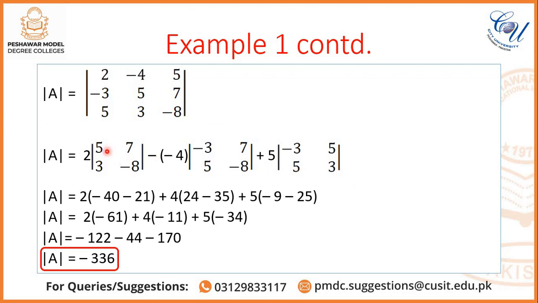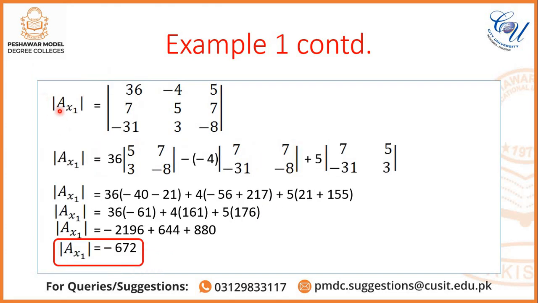Now how can we take the determinant of a 2 cross 2 matrix? Simply multiply them crosswise and put the negative sign between them, like this. 2 times 5 into minus 8 gives minus 40, minus 7 into 3 times 21. So solving this, we get the determinant as minus 336, which is non-zero. It means the solution exists and it is exactly 1.